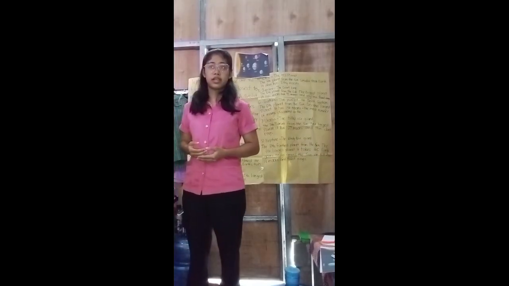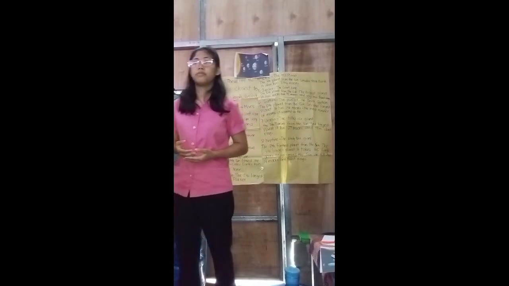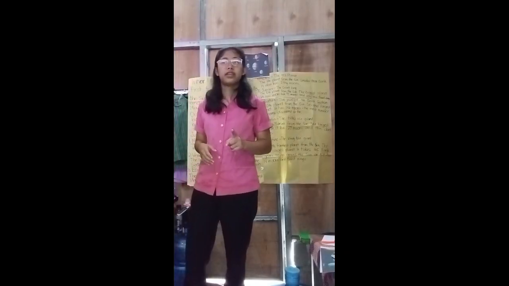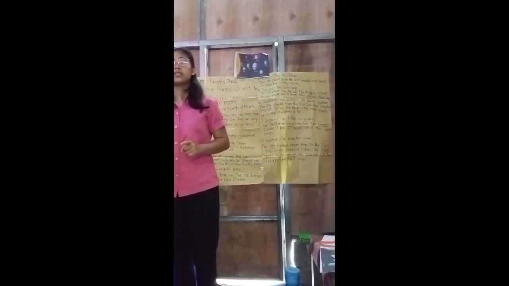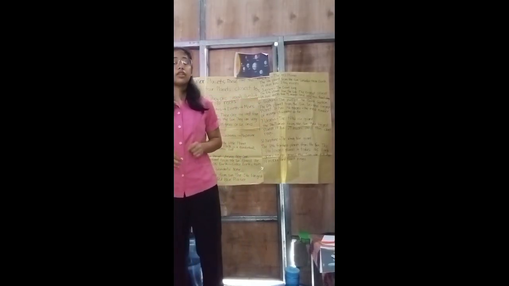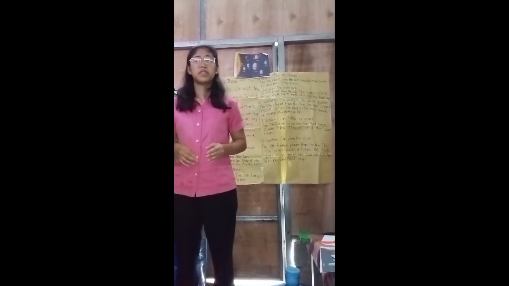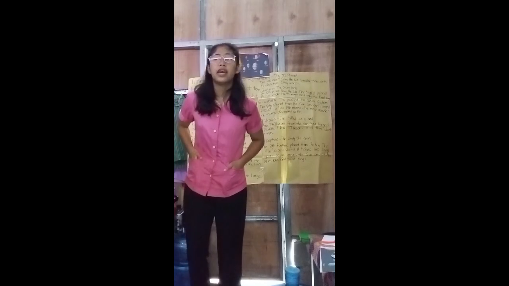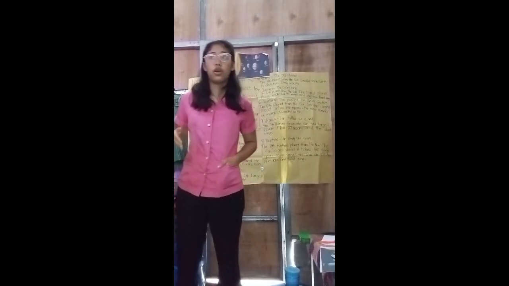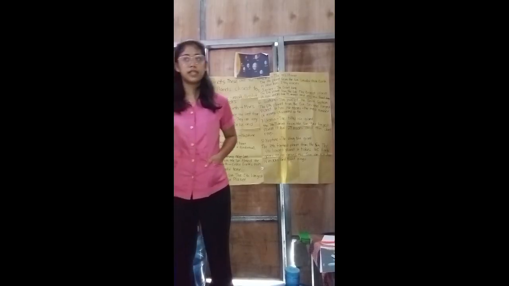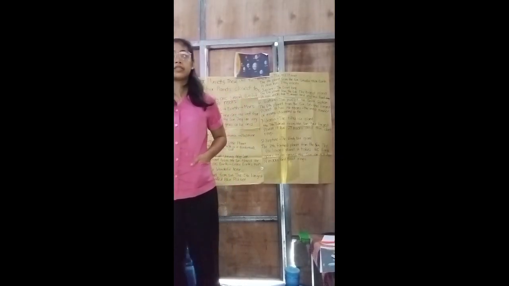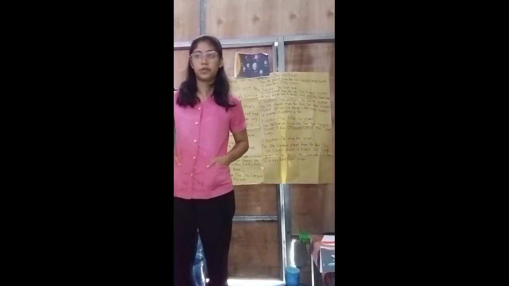Before we start our discussion, I will read the learning objective. At the end of the discussion, the student should be able to: A, recognize the planets in our solar system and know their order from the sun. B, explain why the sun is very important to all the planets. And C, show the correct arrangement of the planets using models and drawing.